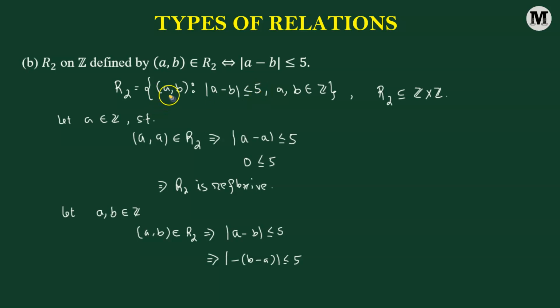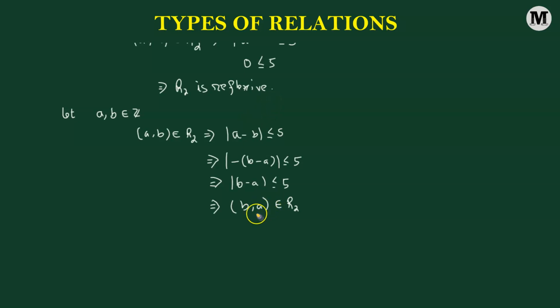In place of the ordered pair (a, b), if we choose (b, a), all we have done is replace a with b and b with a. In that case, we get the absolute value of b minus a less than or equal to 5, and that's exactly what we're getting. So if we have the ordered pair (a, b) belonging to the relation R2, we were able to show that (b, a) also belongs to the same relation R2. So this tells us that our relation R2 is symmetric.